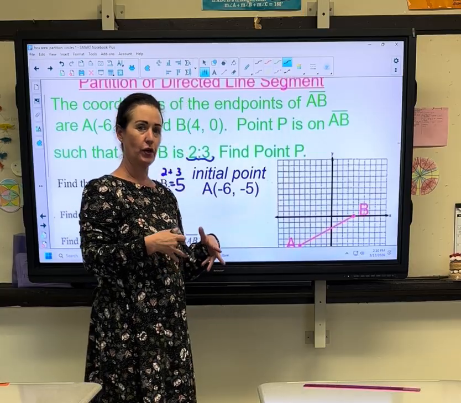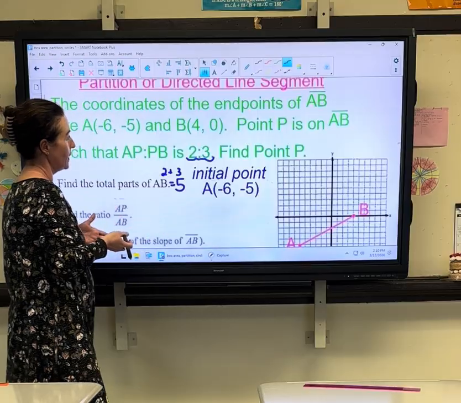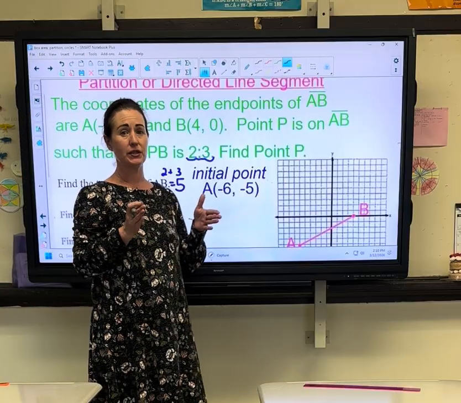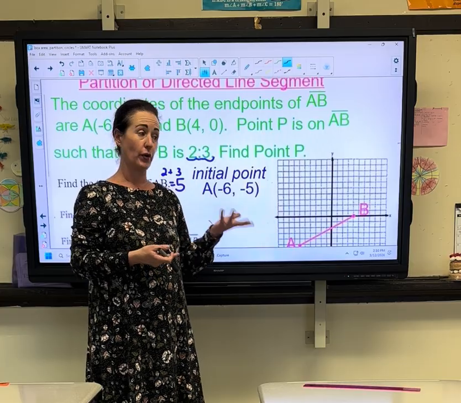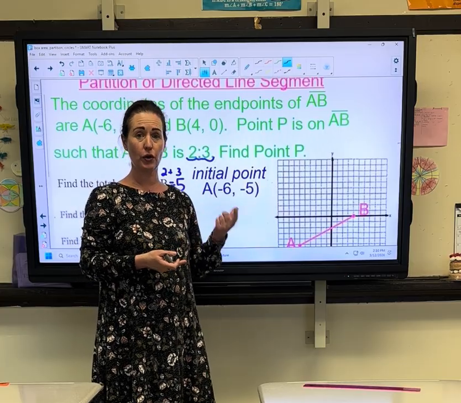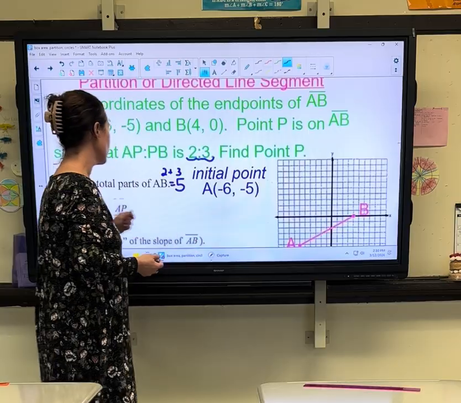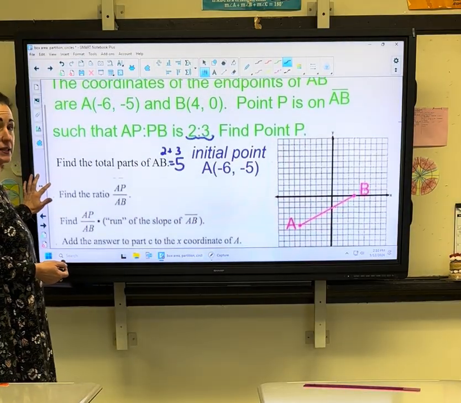Also, you want to look for your points of A and B. What you're going to do is find the horizontal distance and the vertical distance. You can use either the graph or you can use the coordinates mathematically. So this is step by step of what to do.